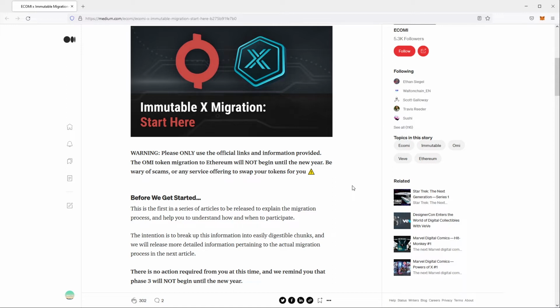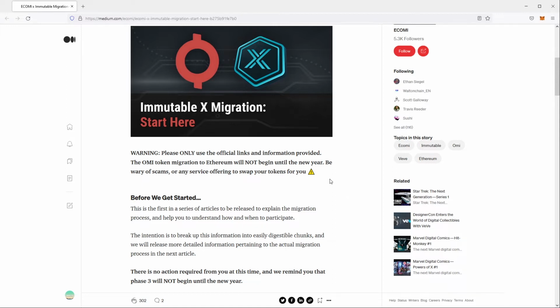VV will give you a heads up ahead of time in an article like this, so you'll know what to do. For now, I would say just keep stacking your OMI. Let it sit in a protected wallet, and just be patient.